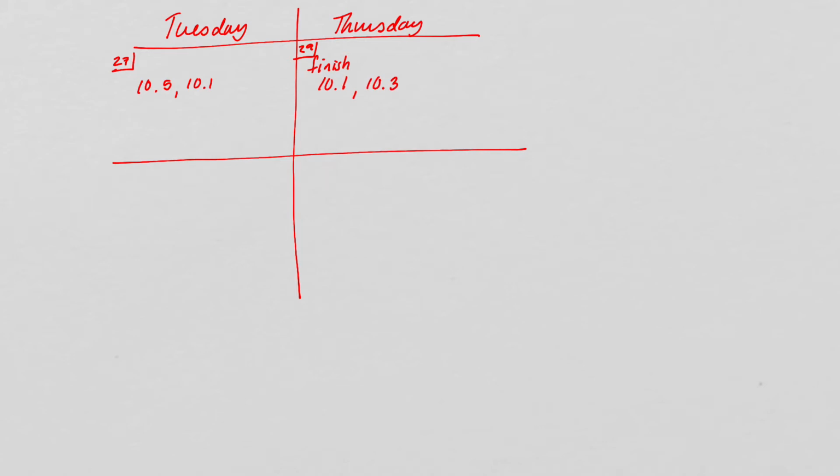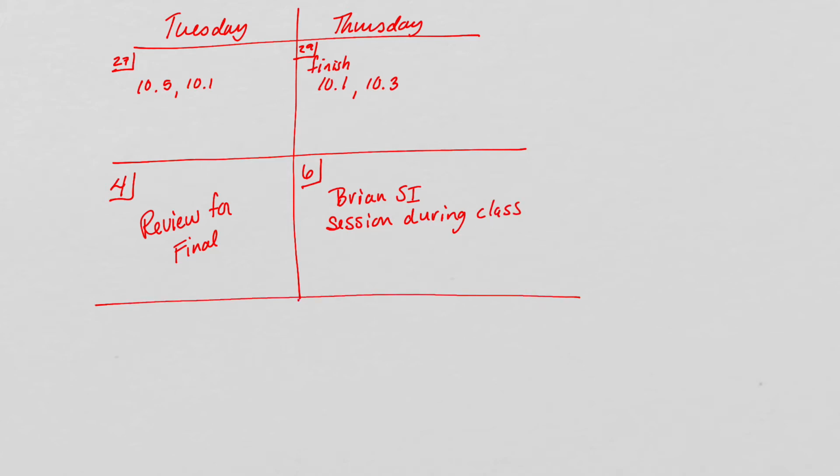So this week is the end of me lecturing about stuff for our class. I did put up the review sheet for the final, and at the end of class, I might pull that up. Next Tuesday, which is the 4th, we will actually review for the final. So between now and next Tuesday, you probably want to look at the review sheet I put up, so you can ask me questions about the final. Next Thursday, which is the 6th, I will not be here, but Brian will do an SI session during class time. And then the following Tuesday, which is the 11th, that is our final.